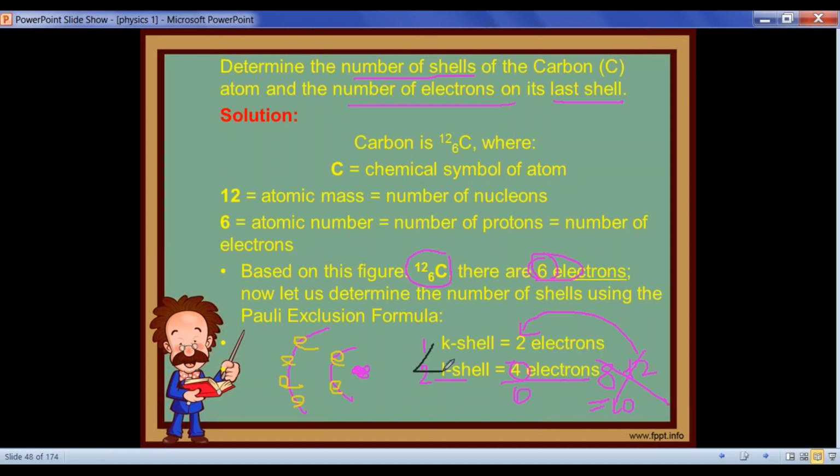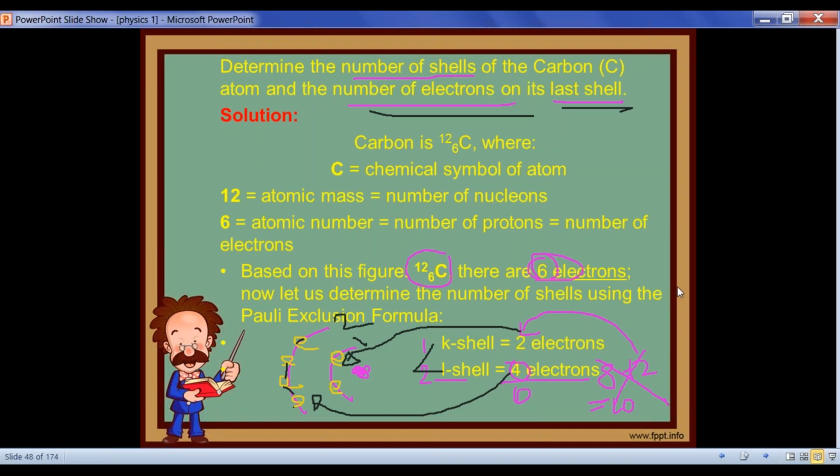So, yung dalawang shell, ito po yung 1, 2. Then yung 2 electrons, ito siya sa K-shell. And then yung 4, ito siya sa L shell. So, naiintindihan po ba? So, again, number of shells of carbon. So, 2 shells, K and L shell. Number of electrons on the last shell. So, we have 1, 2, 3, 4. So, yan po yung sagot sa ating question.